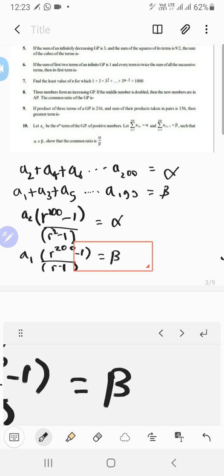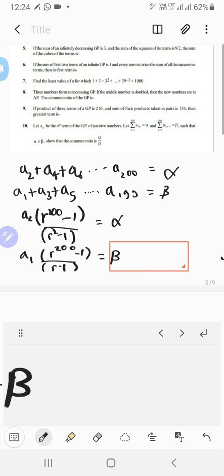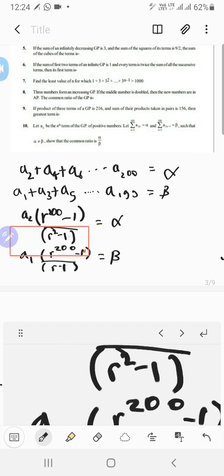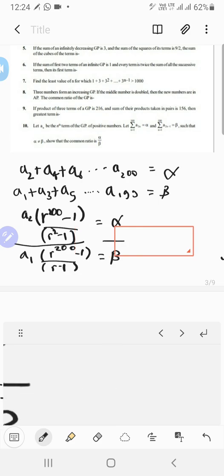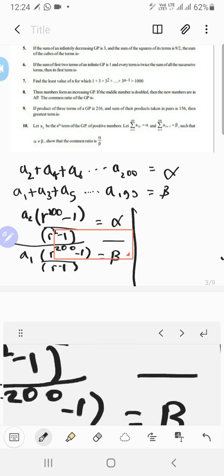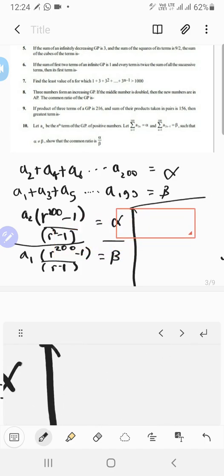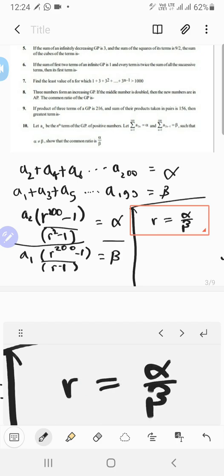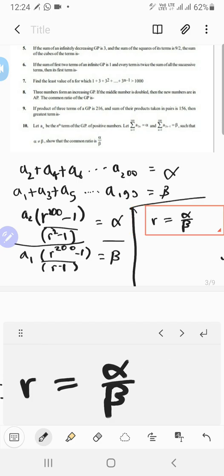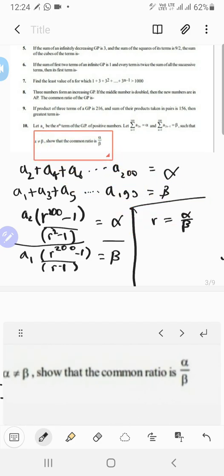This thing is beta. That's nice, because we can just divide these equations. From that we get a sub 2 upon a sub 1, which is just the second term upon the first term, which is nothing but the common ratio, equal to alpha upon beta. This was easy. That's exactly what they wanted us to show.